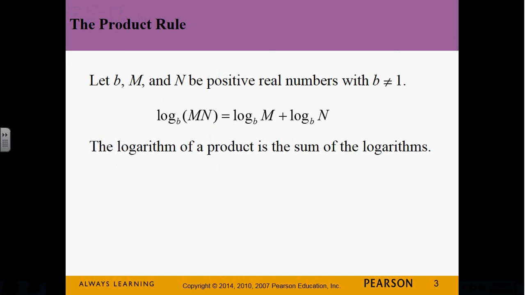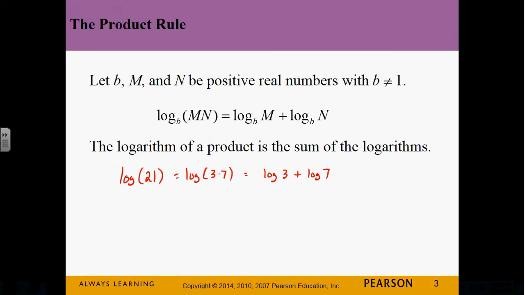Now, what does this mean? Let's see what I'm talking about. What if I've got log of 21? Can I write 21 as two numbers multiplied together? I could write that as log of 3 times 7. Now, if I can write the argument as a product, I can rewrite the entire thing as a sum. Okay?